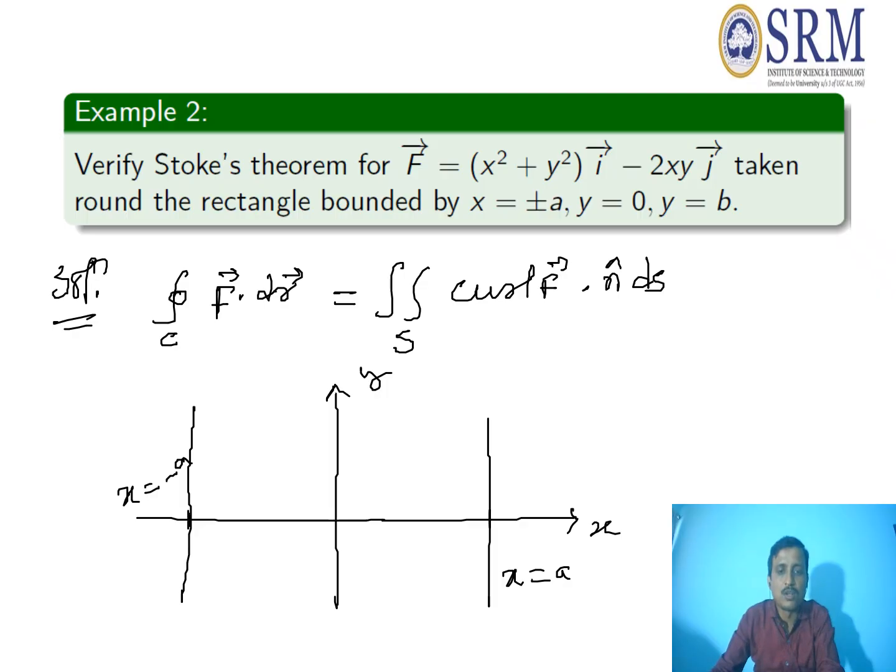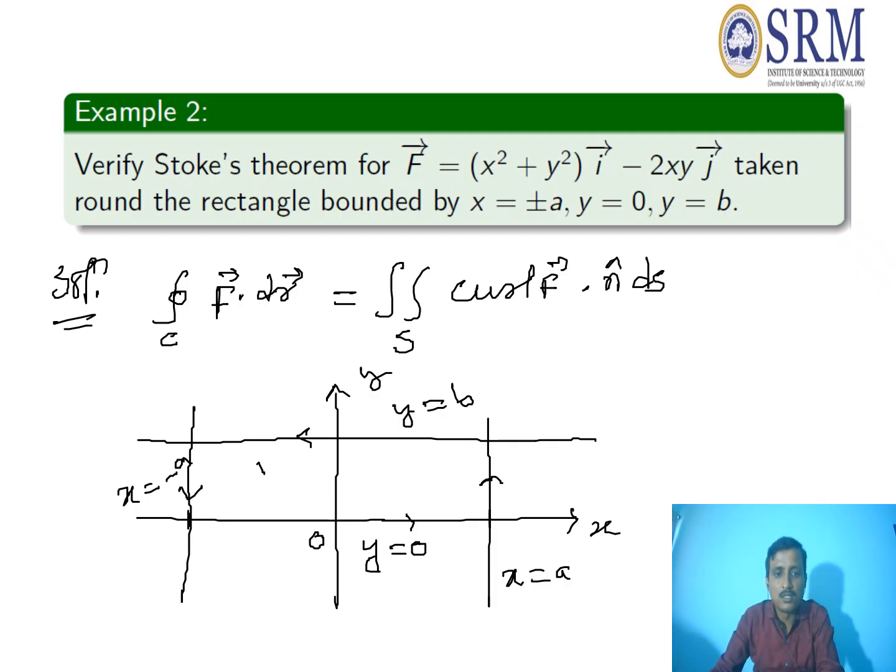Okay, now it is saying y is equal to 0. y equal to 0 is well known, it is actually the x-axis, and it is the origin. And y is equal to b, another positive constant. I am considering y equal to b as a straight line. Okay, so then what is C? Basically it is the positively oriented curve.